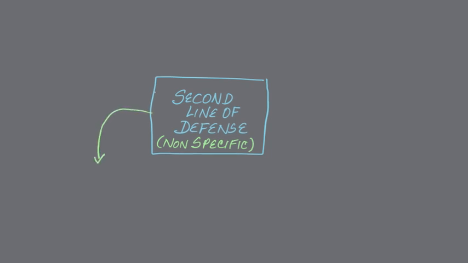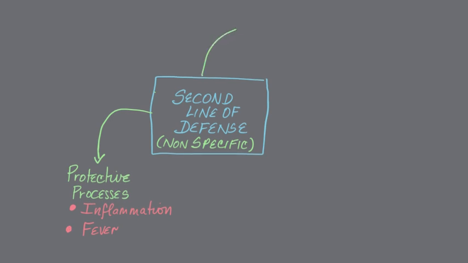We're going to classify the second line of defense into three types: protective processes, protective proteins, and protective cells. So we'll start with the protective processes. There are two types of protective processes that we will look at. One of them is inflammation, and the second is fever. Both inflammation and fever are beneficial to the body unless they go out of control.